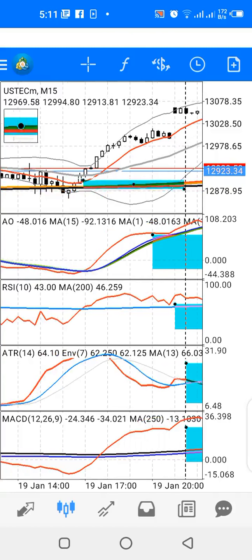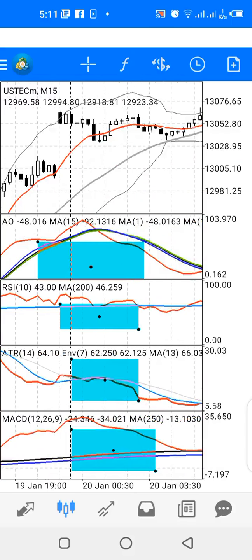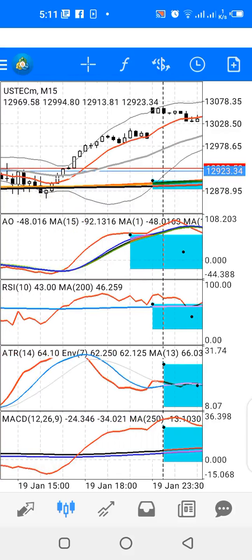I look for buy opportunities most of the time, because if price is above this line, it means trend is bullish. So I only look to buy Nasdaq 100 if price is above this line. But if price is below it, I look to sell. I look for selling opportunities. All right. So that's that for the lines.